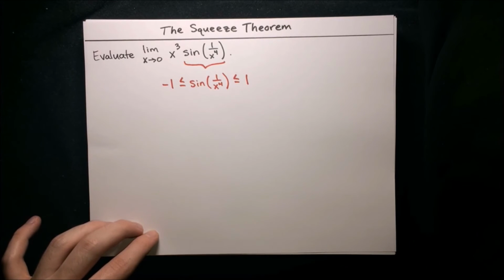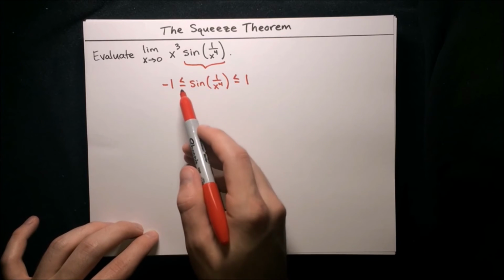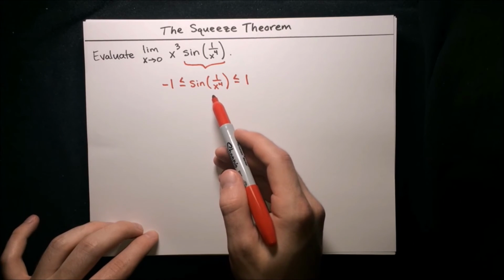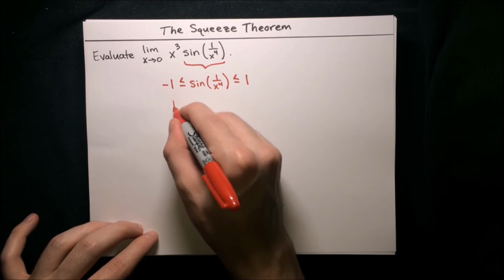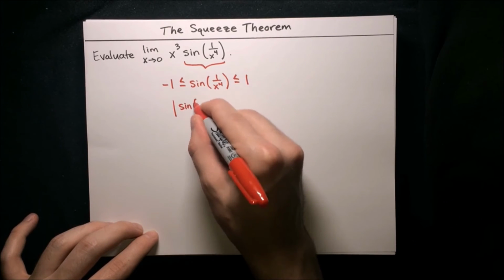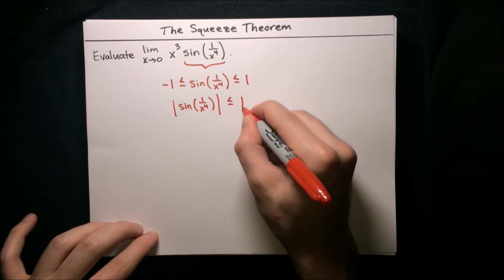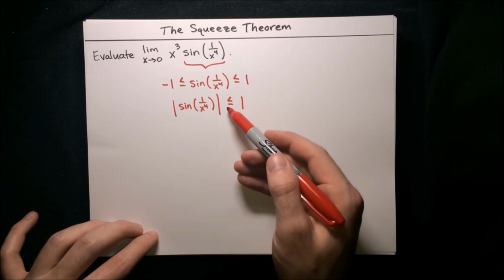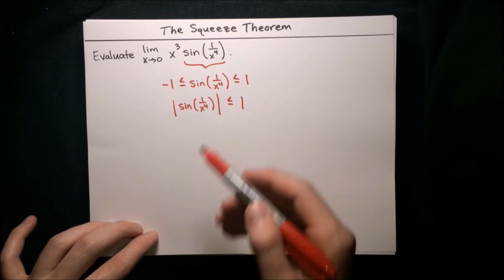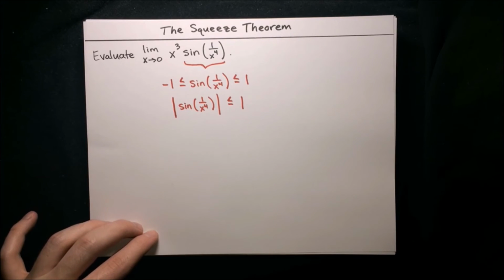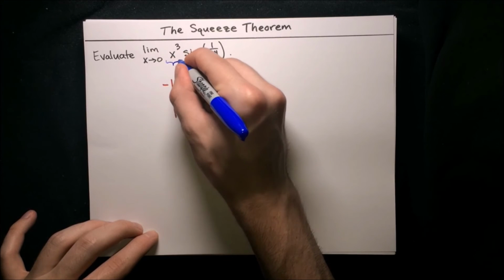So it looks like one option would be to split this limit up into its left and right limits, and apply the squeeze theorem on both of those individually. But that'd take a lot of work, and really there's a much easier way to go about this problem. Instead of writing the inequality as a double inequality, let's write it as a single inequality using absolute value. So we'll say that the absolute value of sine of 1 over x to the 4th is less than or equal to 1. This is the same exact inequality as the one above, just written a little more concisely.